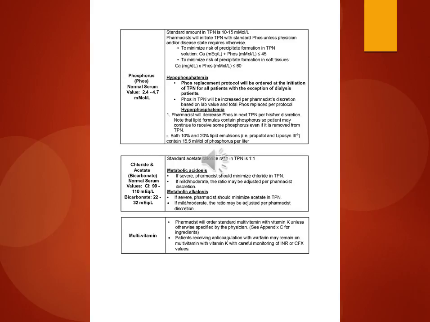Chloride and acetate. Bicarbonate. Normal serum values: chloride, 98-110 mEq per liter. Bicarbonate, 20-32 mEq per liter. Standard acetate to chloride ratio in TPN is 1:1. Metabolic acidosis: if severe, pharmacist should minimize chloride in TPN. If mild to moderate, the ratio may be adjusted per pharmacist discretion. Metabolic alkalosis: if severe, pharmacist should minimize acetate in TPN. If mild to moderate, the ratio may be adjusted per pharmacist discretion.